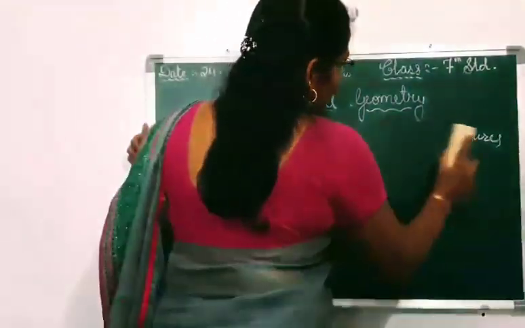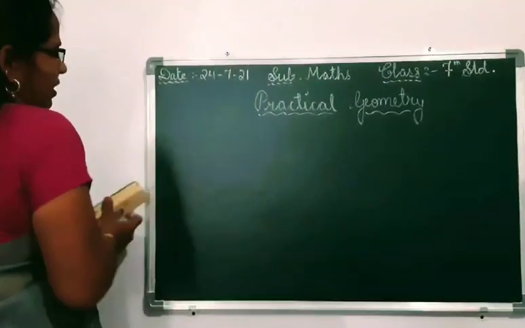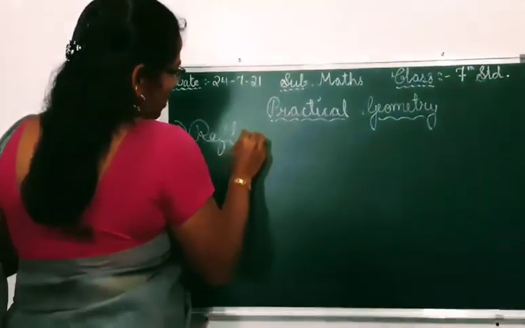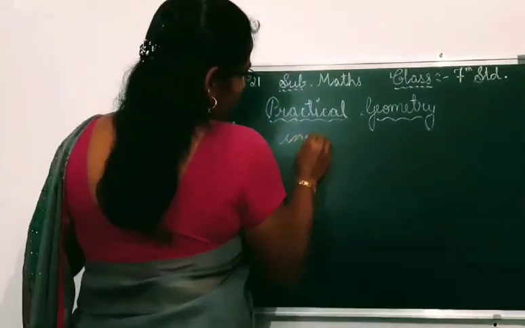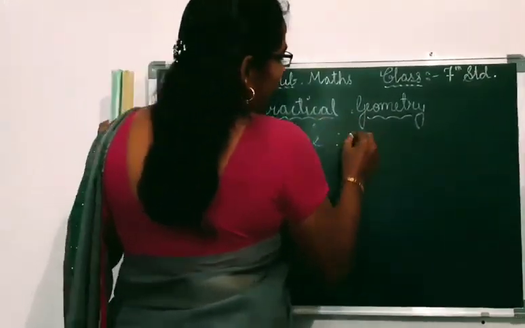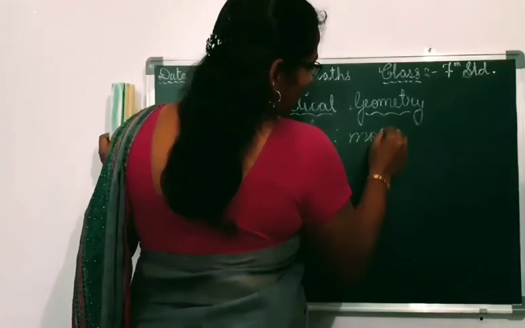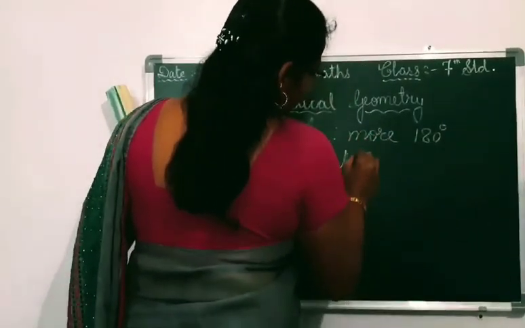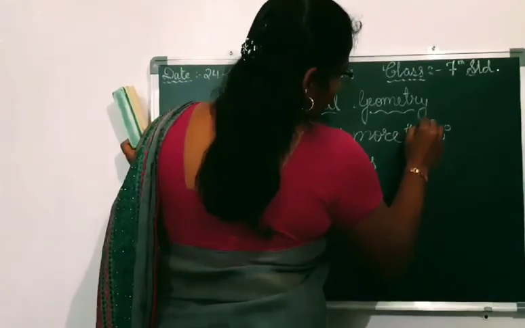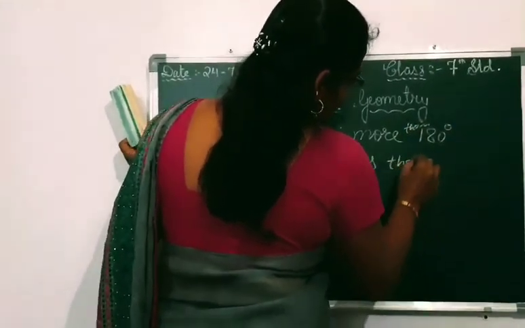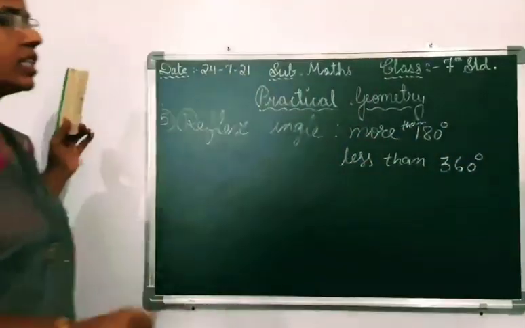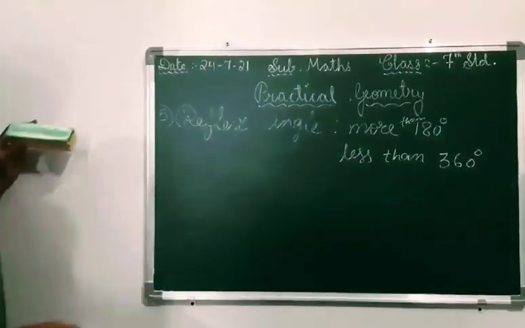Then next one is a reflex angle. Fifth one, reflex angle. Okay, it measures more than 180 degree and more than 180, less than 360 degree. Okay, this is known as a reflex angle.